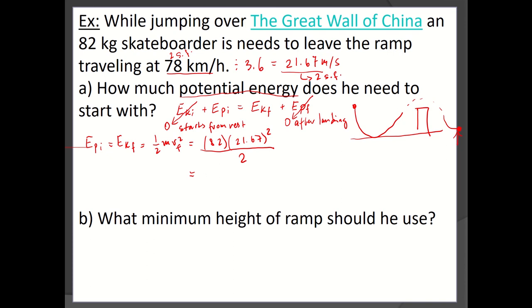So when you do the calculation, you're going to get 19,247 joules. But again, because we had to round to just 2 sig figs, we're going to round this to basically 19,000.